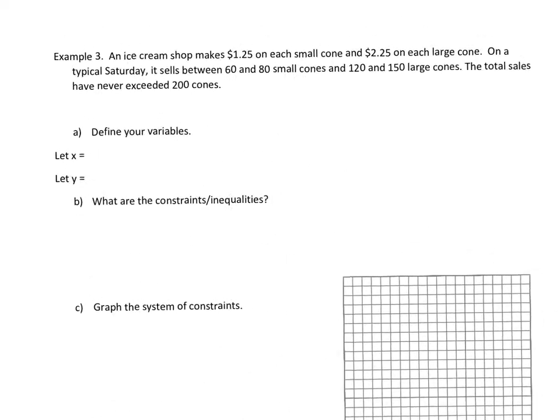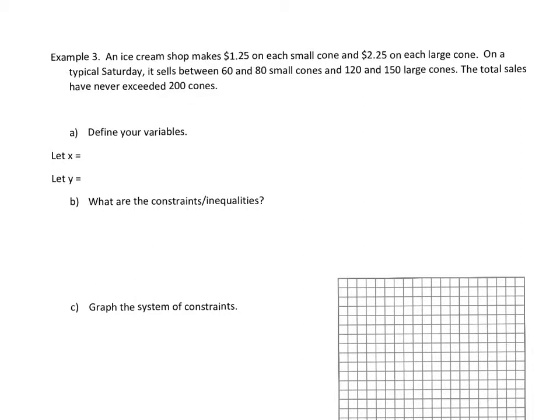Sometimes you have to come up with your own objective function. An ice cream shop makes $1.25 on each small cone and $2.25 on each large cone. Remember we talked about how "each" would be multiplication. On a typical Saturday, it sells between 60 and 80 small cones and 120 and 150 large cones. The total sales have never exceeded 200. "Have never exceeded" is an inequality.